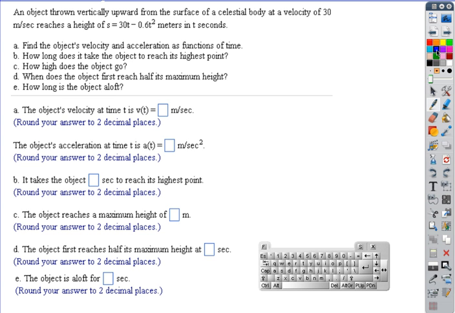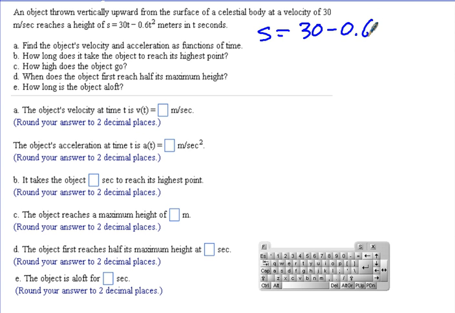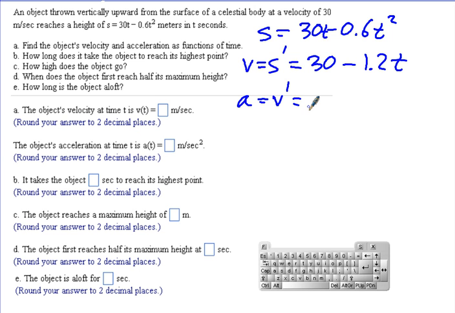All right, so if s equals 30t minus 0.6t squared, then v is just s prime. What's that? 30 minus 1.2t. Okay, 2 times 0.6 is 1.2t. And then acceleration, while we're at it, is just v prime. What's that? Derivative of 30 is 0. Derivative of a constant is 0. Derivative of negative 1.2t is just negative 1.2. Okay, so we can put those in.